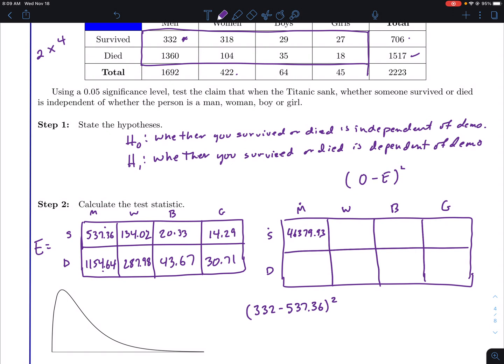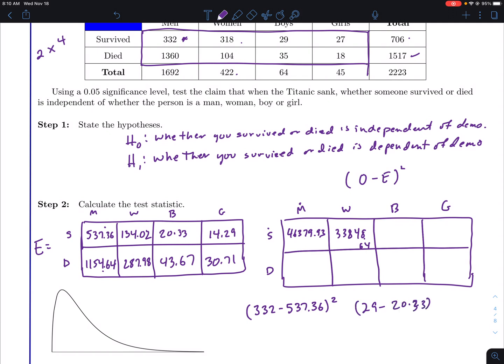And then our women, same thing: we're going to do 318 minus 134.02 and then square that. So we've got 318 minus 134.02 squared. So we get 33848.64. And then now the same thing with the boys, so we'll get 29, whoops, I forgot to write the last one down, sorry.